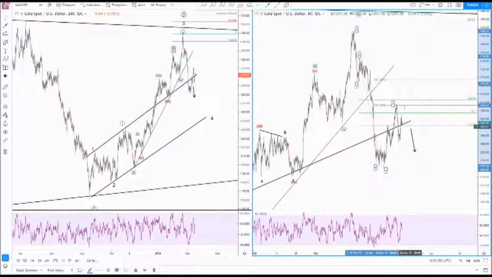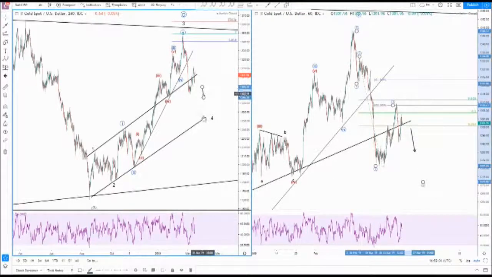So this should just continue to the downside. Whether it stops here at 5, for a 5th wave, around 1270-ish, or we just head straight down to test this channel support. You can see on the left, that comes in at 1250, 1260. The longer we take to get there, the higher the number is. But that would be a black wave 4, which we expect 3 waves.